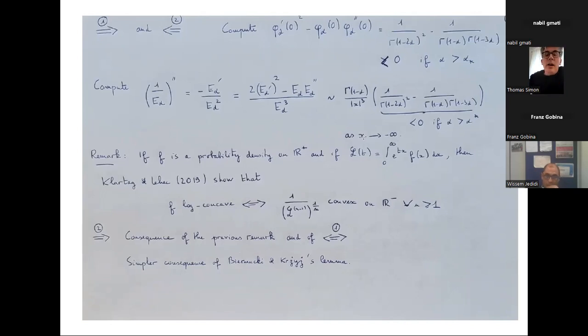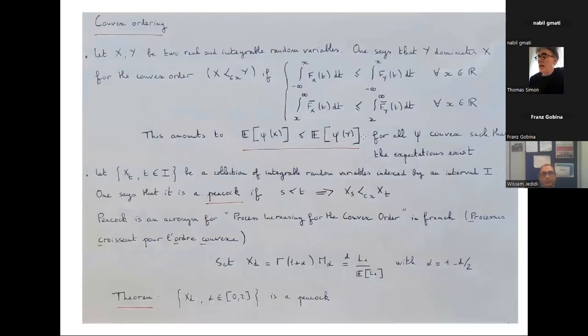Okay, so next slide, please. Now I want to present another result, which deals with convexity, but the problem is very different. I am considering a notion of convex ordering between real and integrable random variables. So we say that a certain random variable dominates another one for the convex order.